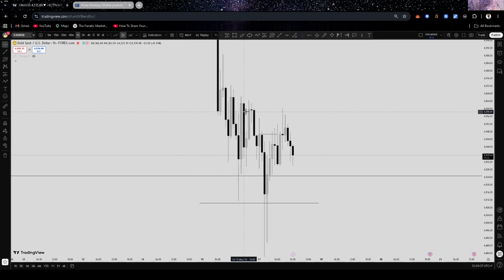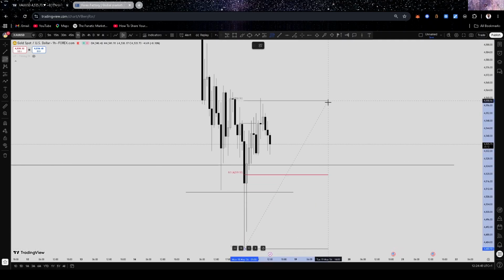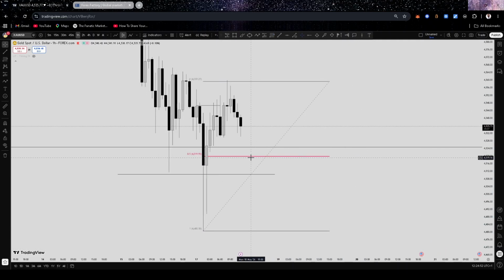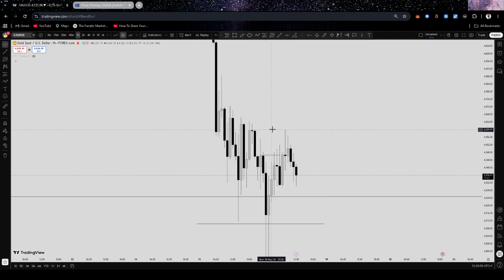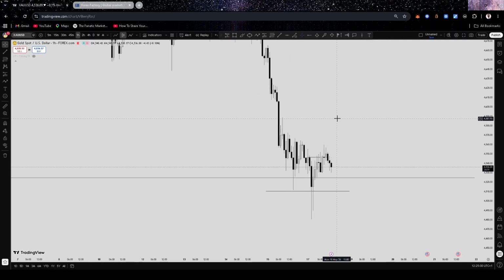So you can wait for price to pull back into a discount level, and then you wait for a confirmation on the lower time frame, and then you can start buying. So this is what I have for gold, but you have to be very, very careful because this is a pullback and anything can happen, because fundamentals can just push price to the downside.